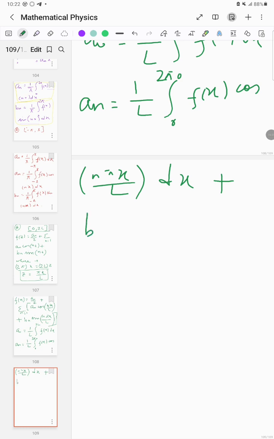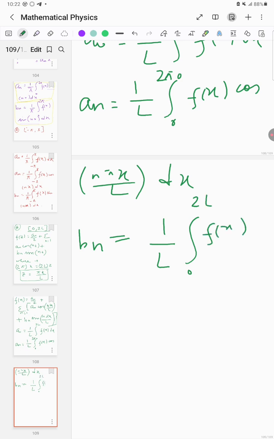b n will change to 1 by L, integral 0 to 2L, f of x sine n pi x by L dx. So what we have done is we have just put the scale change factor, which is n pi x by L, and we have changed the pi into L, right?